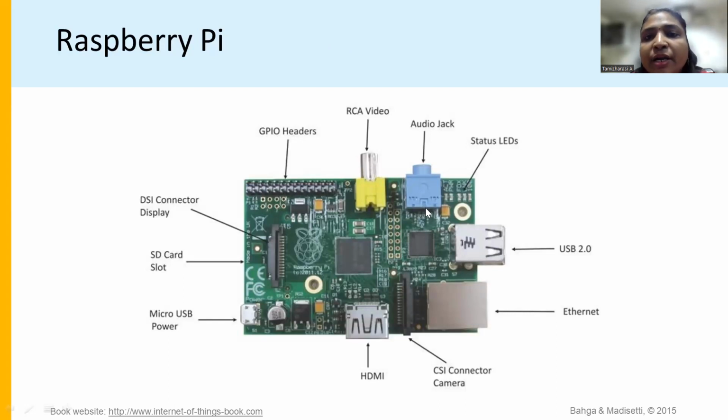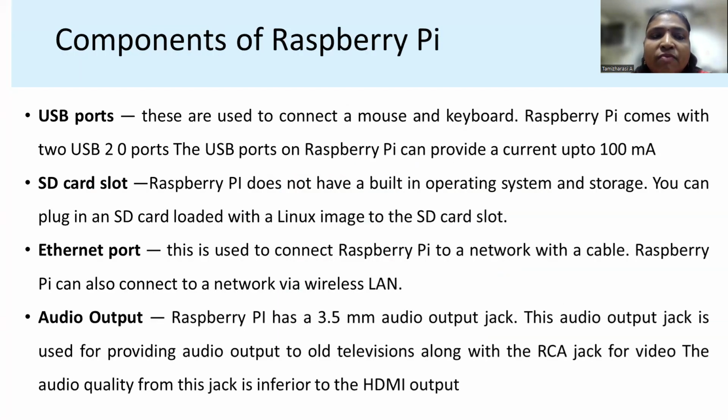And you have status LEDs, a USB port, Ethernet, a CSI camera connector, HDMI output, a micro USB power slot for power, and an SD card slot for storage devices. Then for connecting to a display, you have the DSI display connector. So these are the components of the Raspberry Pi. Now we will see the purpose of each and every component.